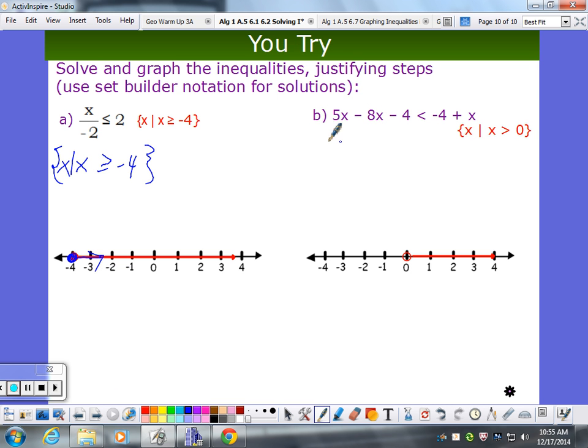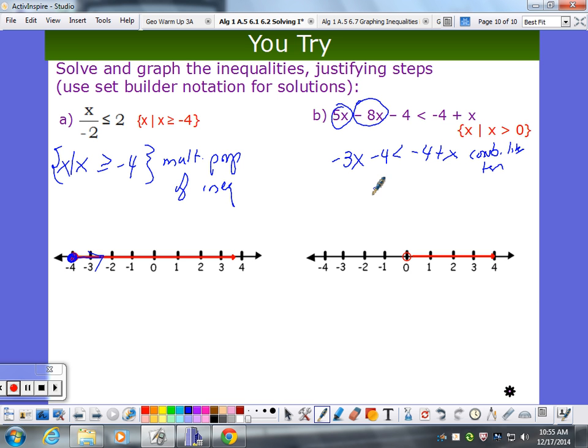This one, combine your like terms. 5 x's minus 8 x's. How many x's is that? -3x minus 4. And I forgot to justify my steps. This one was the multiplication property of inequality, right? Okay, this one I'm basically just combining like terms, simplifying.